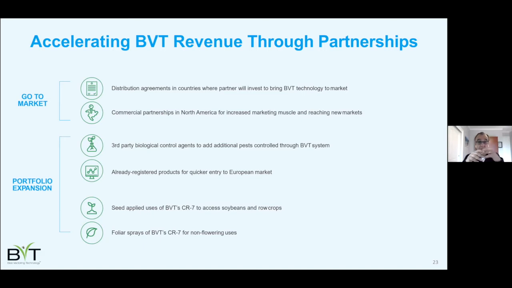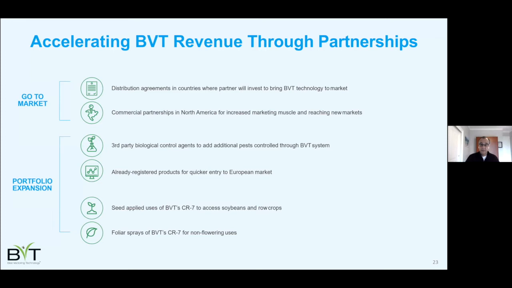These are go-to-market type negotiations or discussions where we might give distribution rights in a particular country to a partner that will invest to bring the BVT system to market in their home country. We are also talking to a few players that are interested in some commercial partnerships in North America that will beef up our marketing muscle and allow us to reach, through different channels, some growers or some markets where we're currently quite weak.